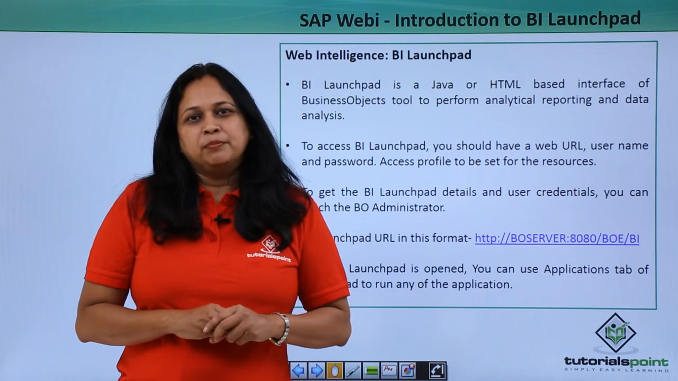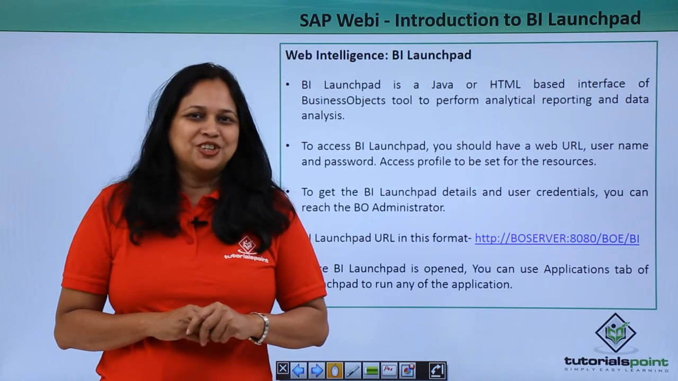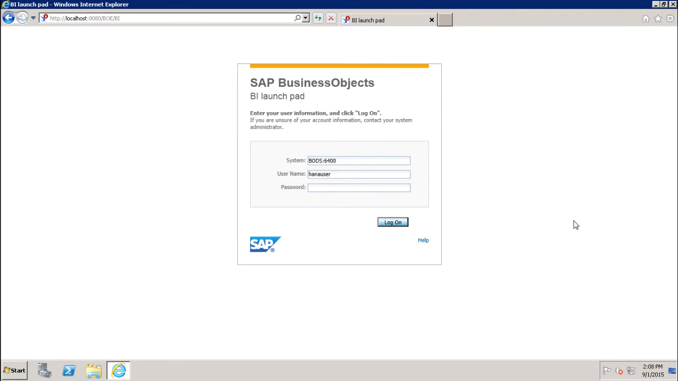Let us go to the SAP BO system and see how to open BI Launchpad and see what the different options in Launchpad applications are. So this is the SAP BI Launchpad, and this is the URL using which we can open up the Launchpad. First of all, we have to give HTTP. After that, we have to give the BO server name, then the Tomcat port number. After that, we have to give /BOE/BI. So once we go to this URL, we will be able to open up the Launchpad.